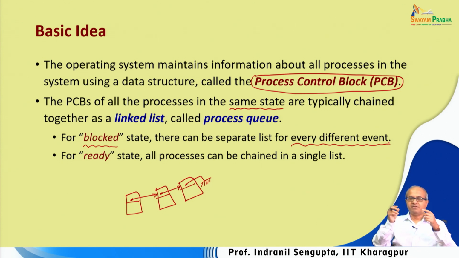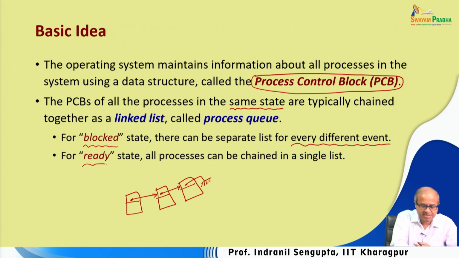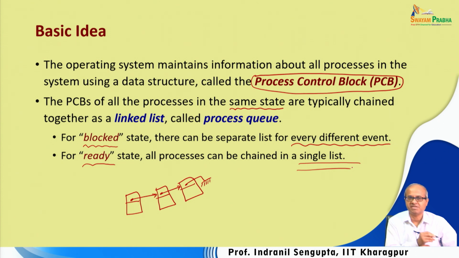Why? The reason is simple. Suppose for a particular event E1, there are 3 processes which are waiting for that event E1. Later on when event E1 occurs, you can straight away go to the corresponding list for E1, see which are the processes that are waiting, and you can wake the processes which are waiting there. But for the ready state, the processes are all ready to execute once you give the CPU to them. They are typically chained in a single list. There are no multiple lists for the ready state processes.